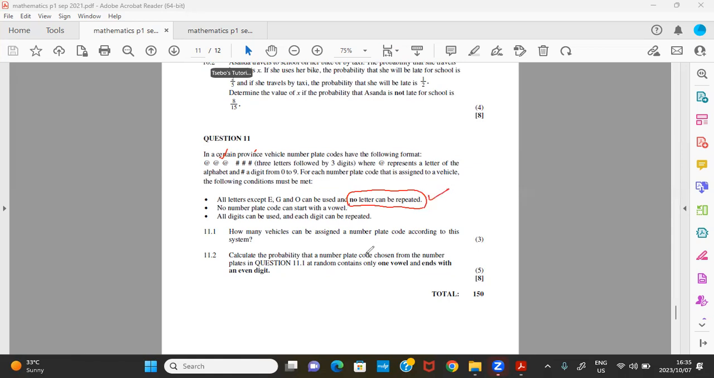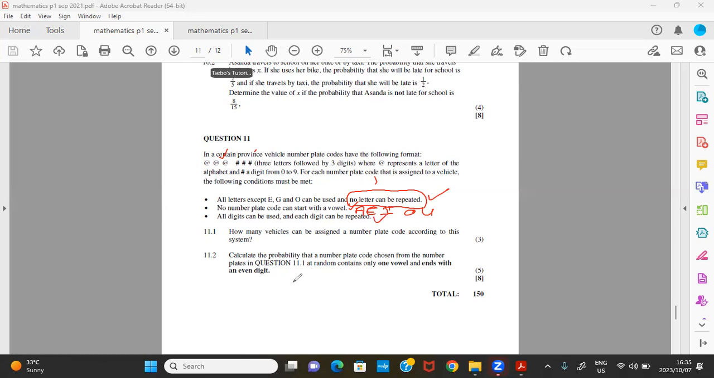So, okay, we've taken that into mind. Then they say no number plate code can start with a vowel. So now they are taking us back to primary school. You know our vowels are, what do we say? A, E, I, O, U, right? It's just those are our vowels. So a number plate can't start with a vowel. And then okay, we took note of that. And then they say all digits can be used and each digit can be repeated.